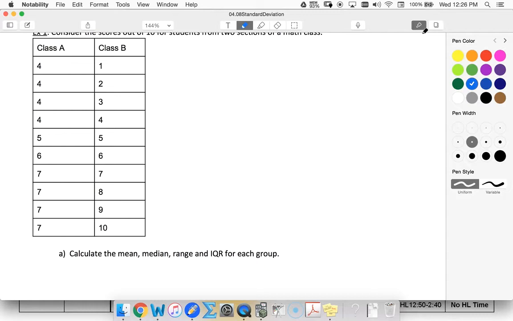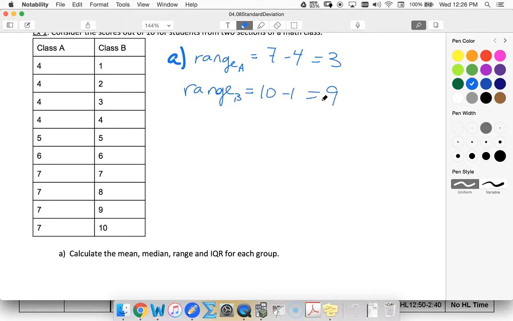All right, the range of data set A goes from 7 to 4, so it has a distance of 3. So between my max and min is a total of 3 scores. The range for data set B is from 10 to 1, so those are a lot more spread out. My range is 9. My median, I'm going to do next.